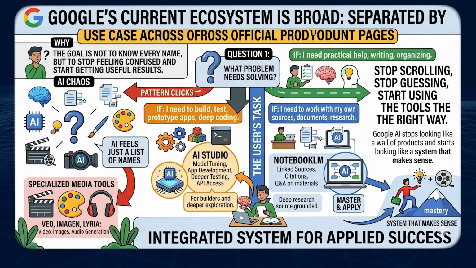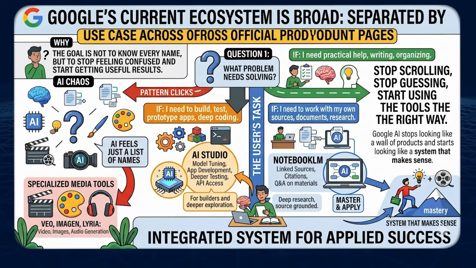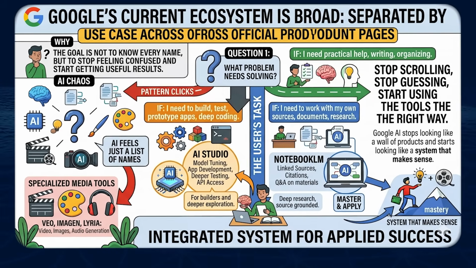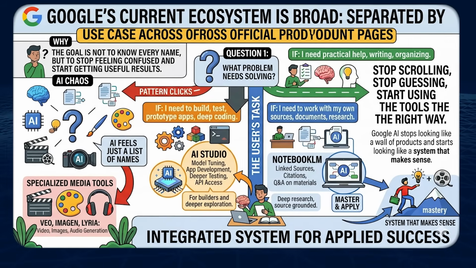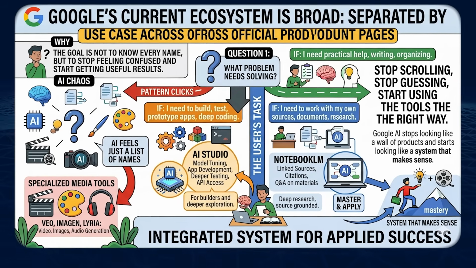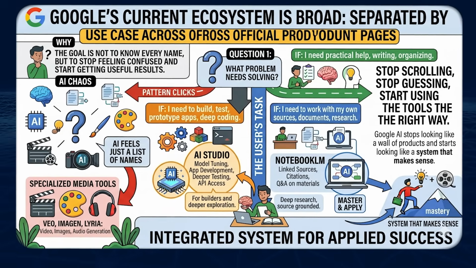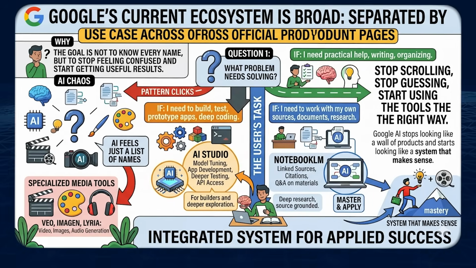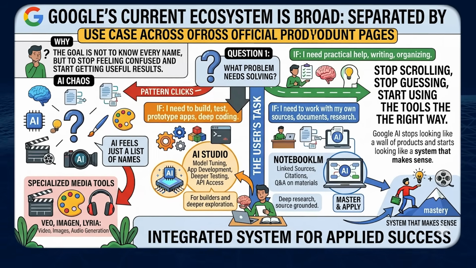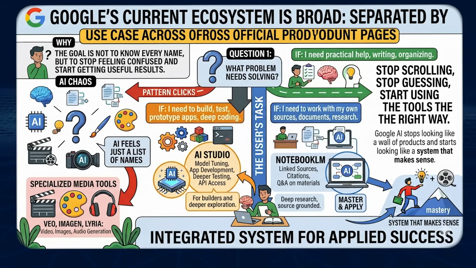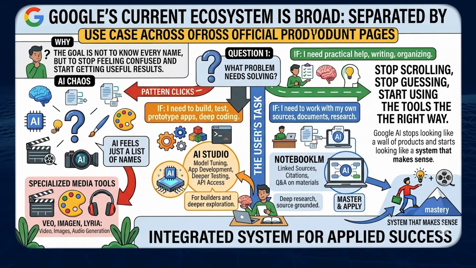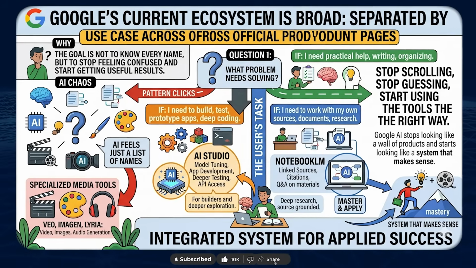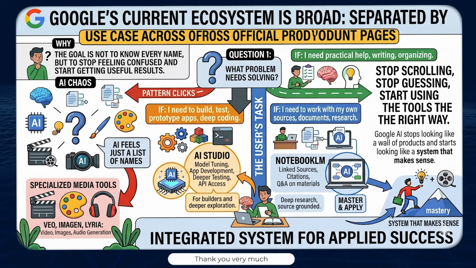The strange thing about AI is that it often looks most confusing right before it becomes simple. Google AI feels messy when it is just a list of names. But once the viewer sees the pattern, it clicks. Gemini is the assistant. NotebookLM is the research partner. AI Studio is the builder space. Veo and the creative models are the media engines. And suddenly the chaos turns into categories. That is the moment the beginner stops scrolling, stops guessing, and starts using the tools the right way. And once that happens, Google AI stops looking like a wall of products and starts looking like a system that actually makes sense.